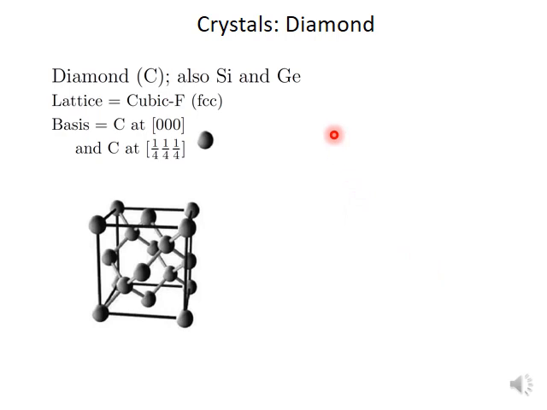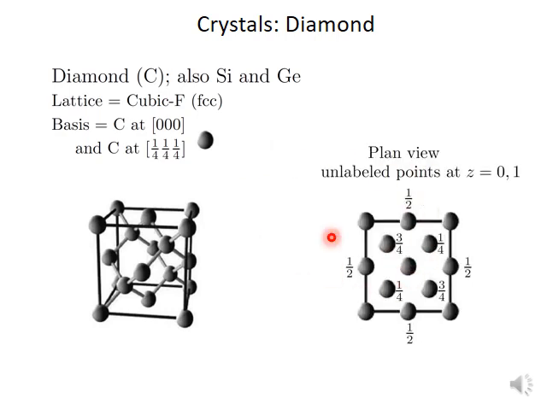Let's have a look at how to describe this diamond crystal. The diamond crystal has an FCC lattice, as I said earlier, but with a basis consisting not of one atom but of two atoms of carbon: carbon placed at 0, 0, 0, and carbon placed a quarter, a quarter, and a quarter away from the lattice point. So that's the planar view.